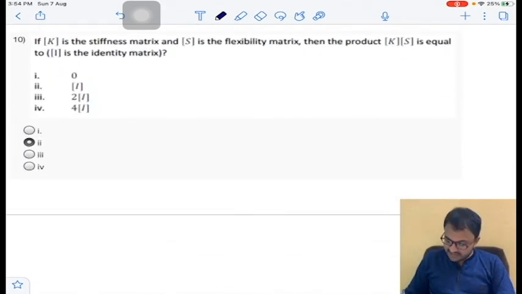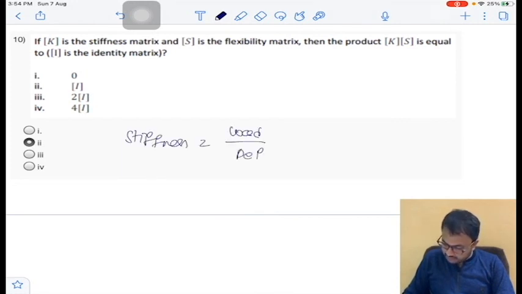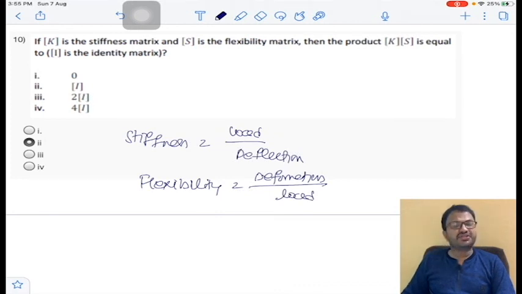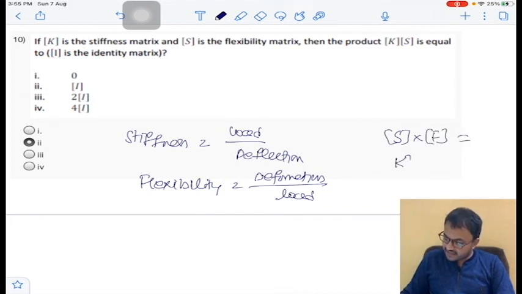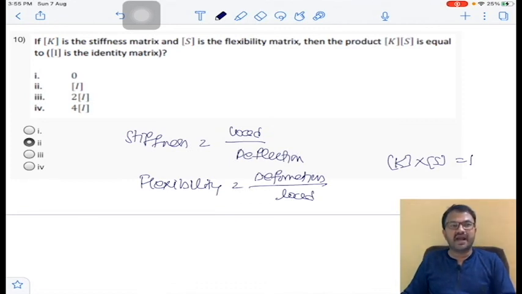Obviously we know stiffness is equal to load by deflection or deformation, and flexibility is equal to deformation divided by load. So stiffness and flexibility are reciprocals. The product of stiffness and flexibility, stiffness indicated as K and flexibility indicated as F, yes, will become 1. If it is taken in the form of a matrix, the product will become an I matrix. Okay, I matrix is option 2. Okay, this is the last question.